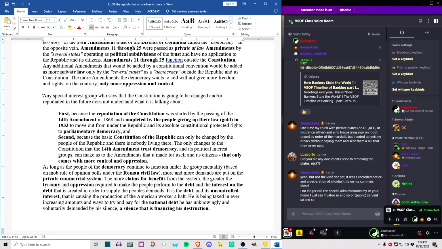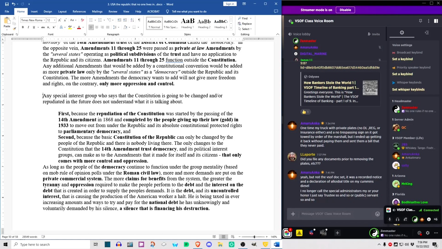Yeah, same deal. And there's a whole connection with the East India Trading Company and the United States Federal Corporation, but I won't get into that right now. But to continue, the only changes to the Constitution that the 14th Amendment trusts democracy and its political interest groups can make are the amendments that it made for itself and its citizens. That only comes with more control and oppression.